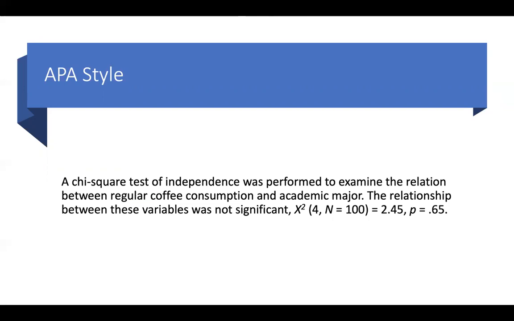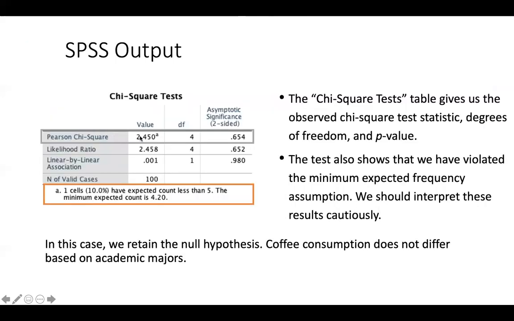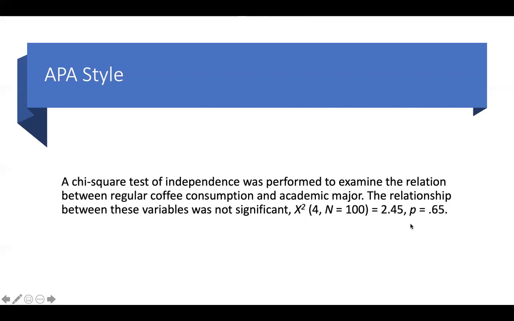So again, you would report it like this: chi-square, 4, comma, n value, or you could put the n value out here. 4 is your degrees of freedom, and then it equals the chi-square test statistic, 0.245, and then you put your p-value.